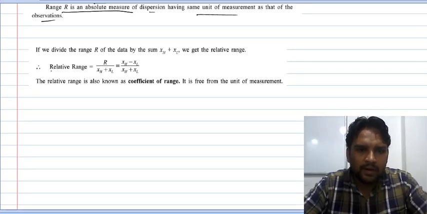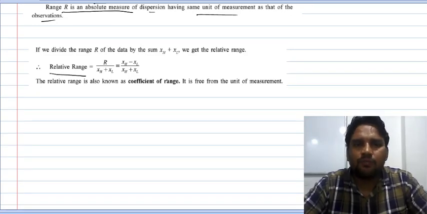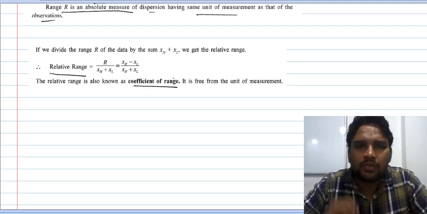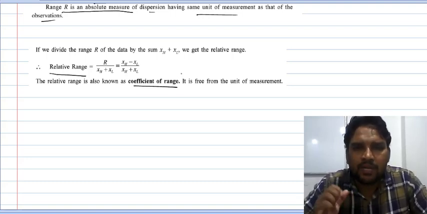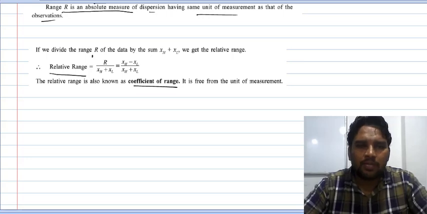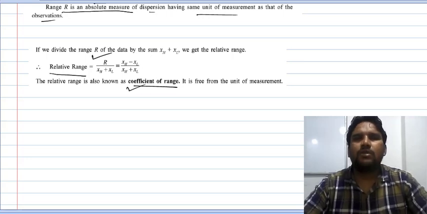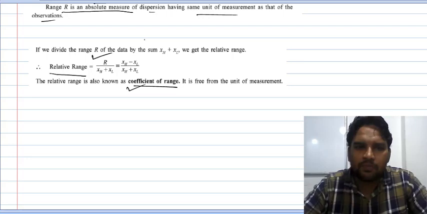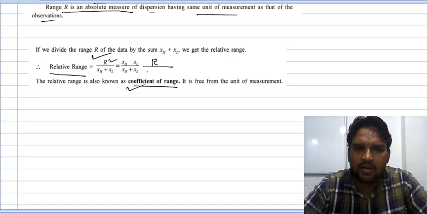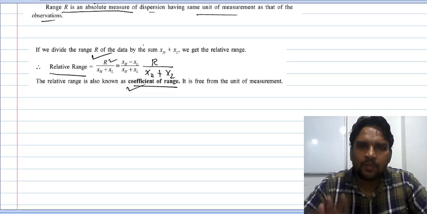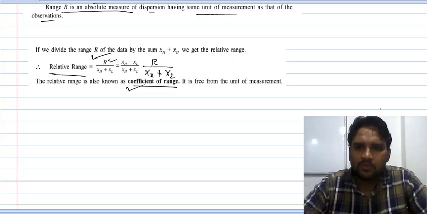Now the next part is relative range. Relative range means coefficient of range. Both are the same. That means if they ask you relative range, you have to apply this formula. If they ask you coefficient of range, same formula. So don't be confused by this. So what is the formula? R upon xh plus xl, or you can say xh minus xl upon xh plus xl, because xh minus xl is nothing but R. So very important.